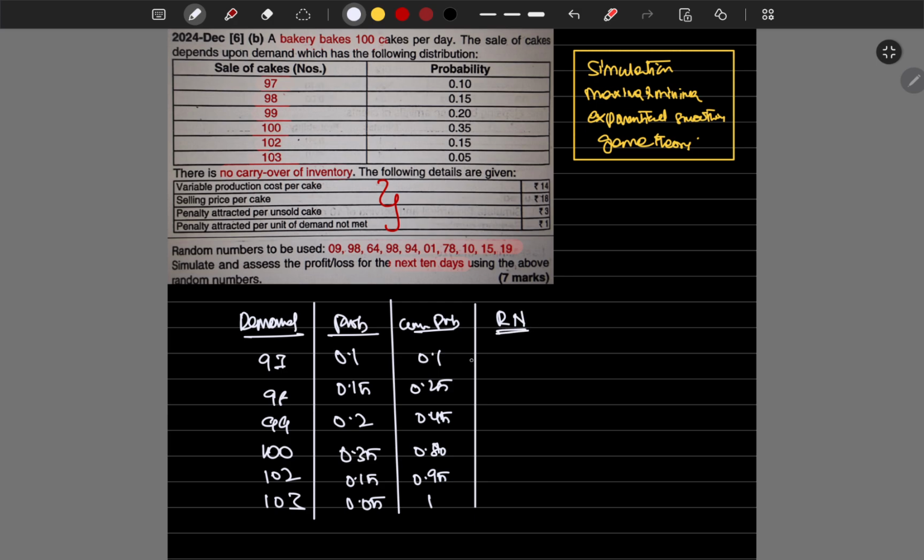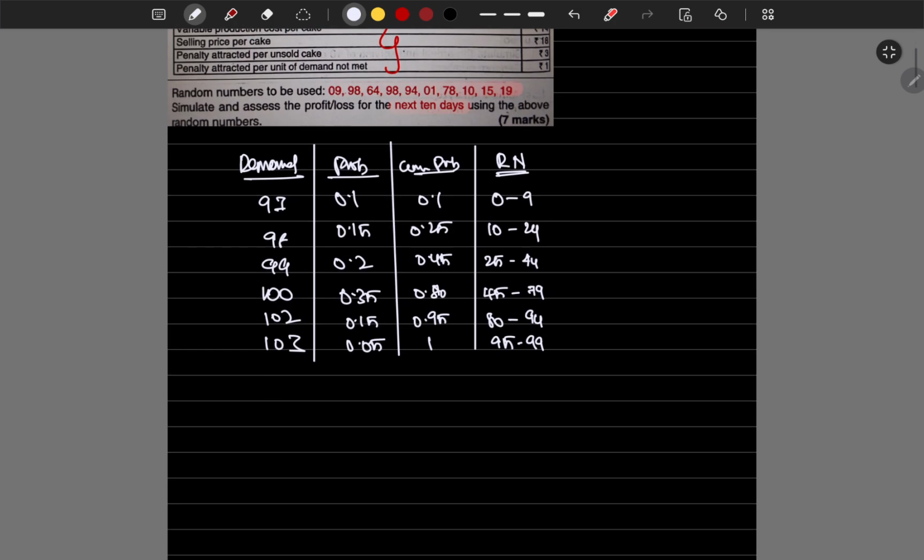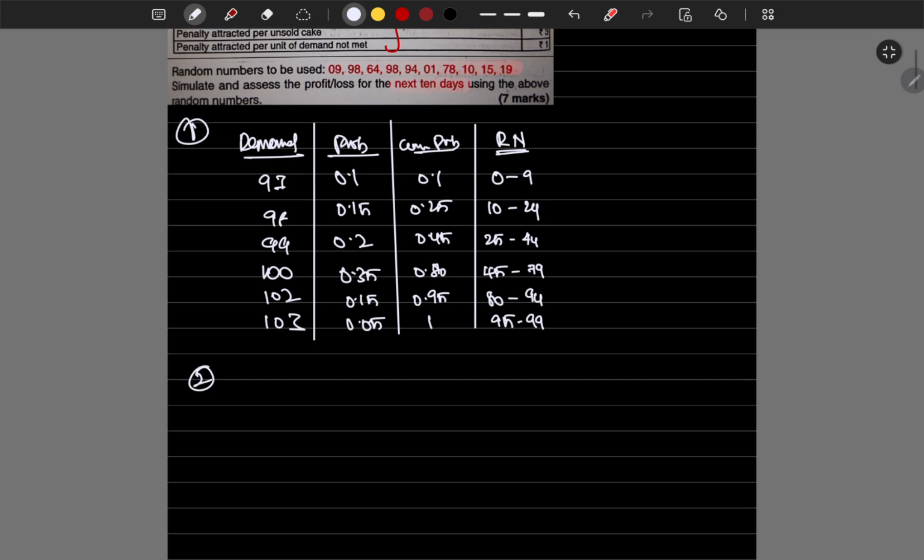The first range is 0 to 9, which is 10 minus 1. Then 10 to 25 minus 1, which is 24. 25 to 45 minus 1, which is 44. 45 to 80 minus 1, which is 79. Then 80 to 95 minus 1, which is 94. Then 95 to 99. So this is the table. With this, the first step of finding the random number range is over. Then we are going to simulate the problem.